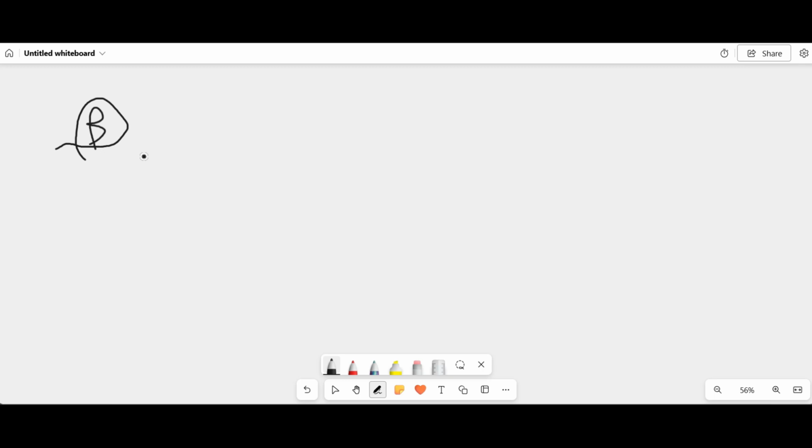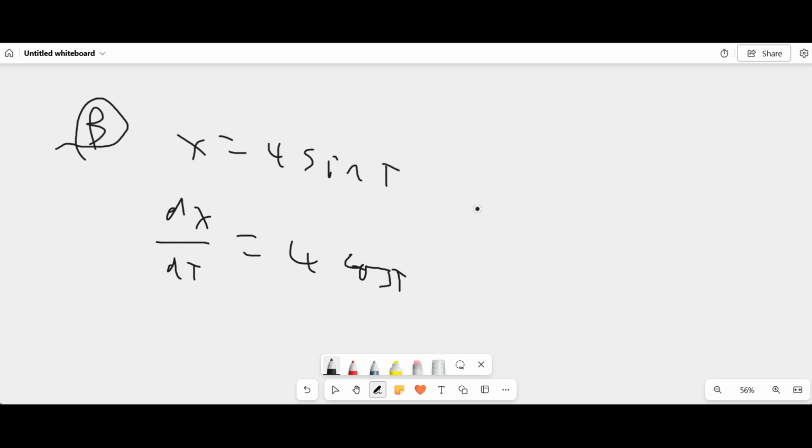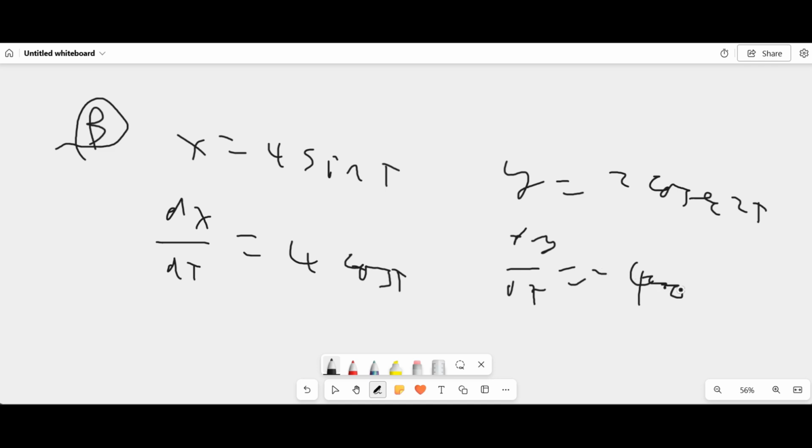Now part B. So for part B, we've got x equal to 4 sin t, so therefore dx over dt is going to be standard. That's going to be 4 cos t. And obviously now we've got y is equal to 2 cosec 2t. So obviously differentiate that. So you find dy over dt, times the 2 outside, it's going to make 4. Cosec differentiates into negative cosec cot, so negative 4 cosec 2t cot 2t.